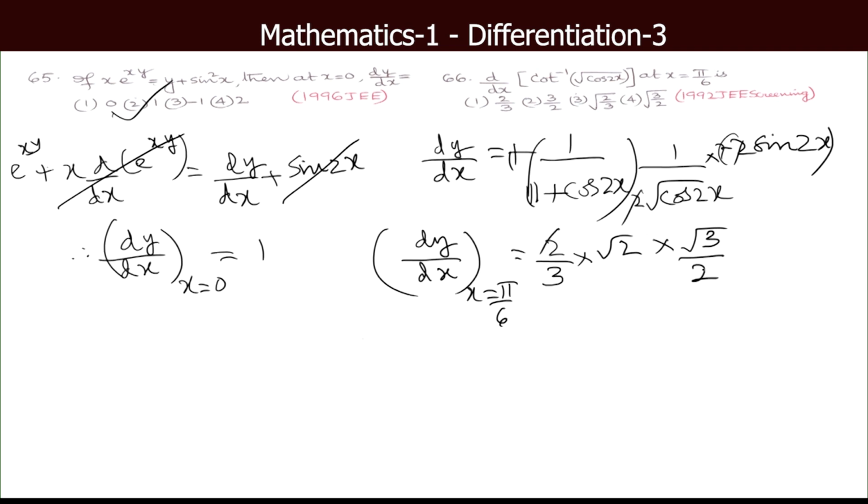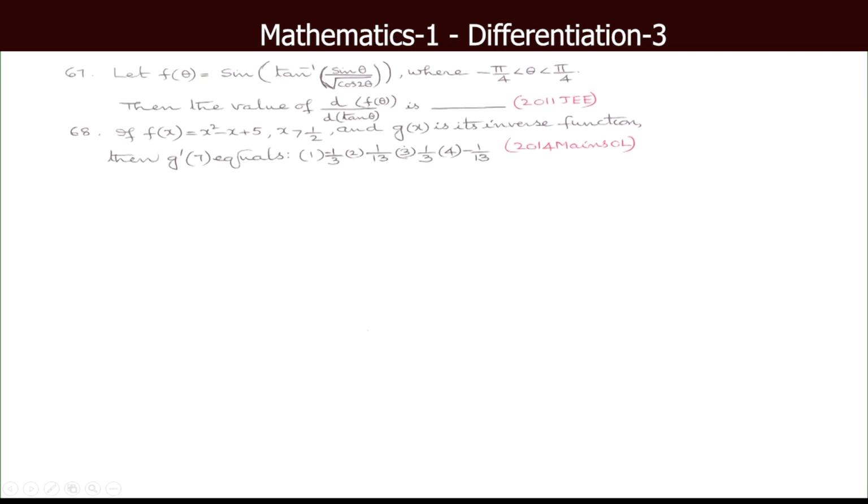So, 2 and 2 can be cancelled. So, root 3 by 3 is root 3. So, square root of 2 by 3, which is the third option, not difficult. 67. It is a JEE question in 2011.